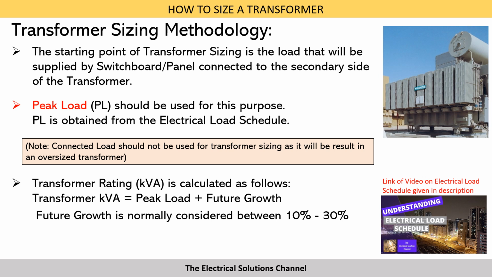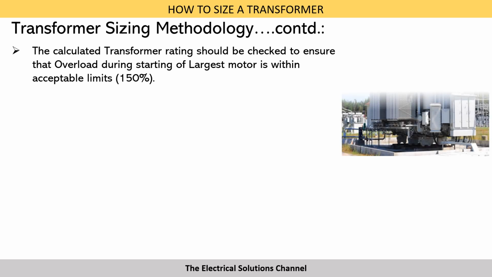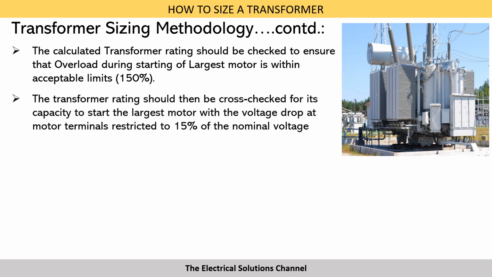So once we have the peak load, the transformer kVA rating is calculated as the sum of the peak load and the expected future growth. Now, future growth is normally considered between 10 to 30% depending upon what additional loads are expected in the future. Once we have calculated the transformer kVA rating, we need to carry out checks to ensure that the kVA rating is adequate. The calculated transformer rating should be checked to ensure that the overload during starting of the largest motor is within acceptable limits of 150%.